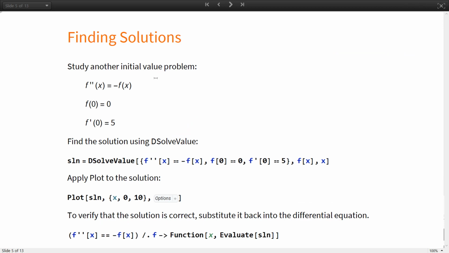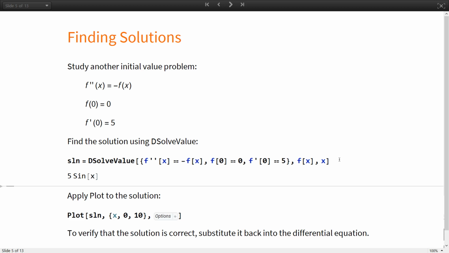Let's now consider the initial value problem here, where the differential equation now includes an f of x term on the right-hand side, while the initial conditions are the same as in the previous example. Using DSolveValue with the equation and initial conditions in the list in the first argument, we can calculate the solution to this initial value problem very easily.